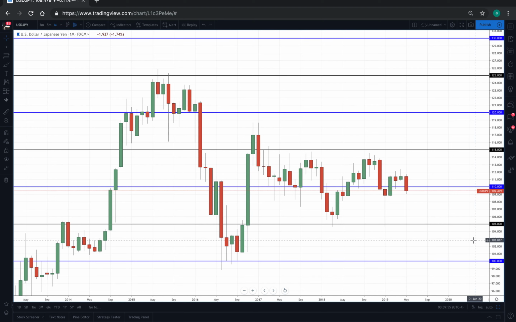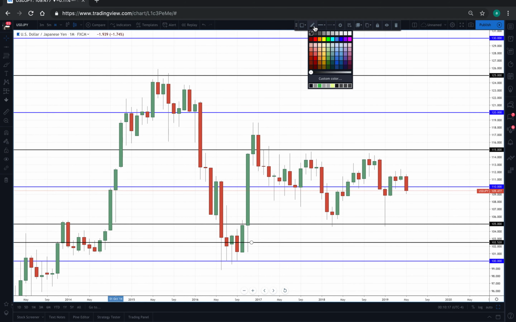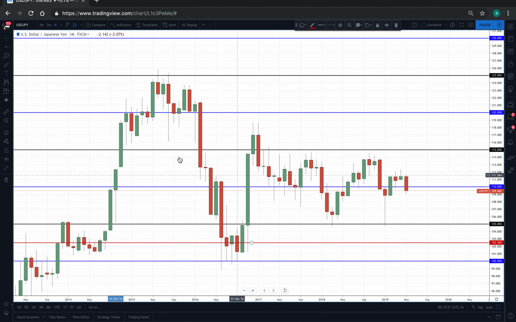1, 2, 5. 102.5. It's 250 pips up. These are what they call the quarter points. I'll make these ones, just by color coordination, red, so we know which one's which. That would be called a quarter.